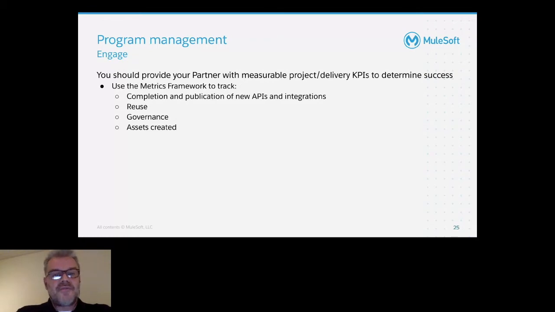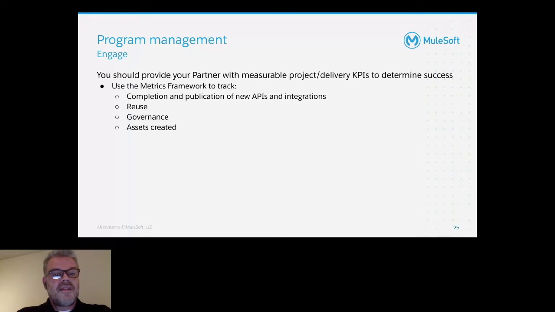You should provide your partner with a measurable project delivery KPI to determine success. So you need to agree upfront, what are the metrics for success? What will we measure you against when you deliver new functionality? So that should be completion and publication of new APIs and integration, the percentage of reuse, the governance that was implemented, but also how many assets were created. Are we creating just the API, or are we creating documentation around it? Are we publishing it in a public portal, etc., etc.?